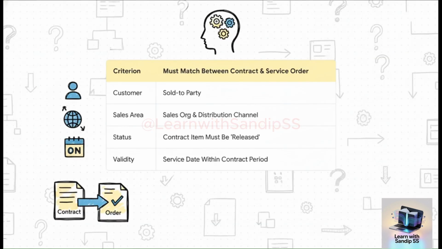So how does it know which one to pick? It's not magic, it's just logic. The system checks 4 simple things. Does the customer match? Is it the right sales group? Is the contract actually turned on or released? And is today's date within the contract's active period?